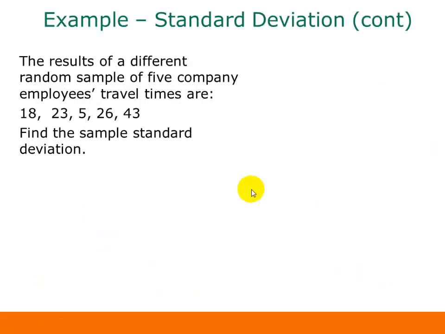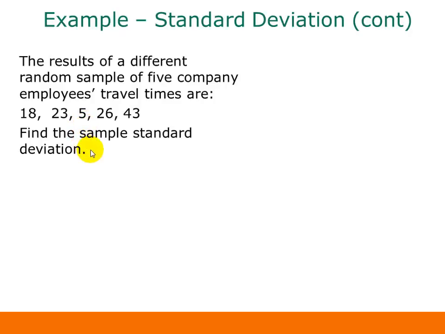Now we'll look at another example. This came from a different random sample of 5 company employees' travel times, and notice that some of the values are the same, but here, instead of a 23, we now have a 5, and here, instead of a 28, we have a 43. So this set of data has much more varied values than the other one did.